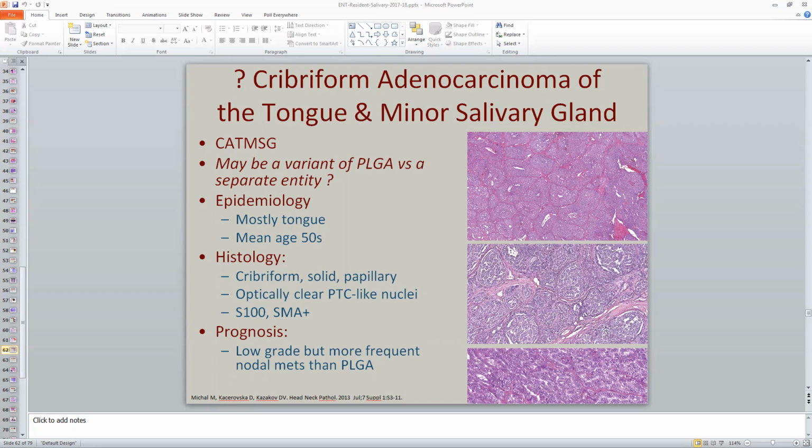Okay, PRKD gene. So both polymorphous and cribriform are related to PRKD gene mutation or rearrangement. So that can be very helpful diagnostically in these cases as well.